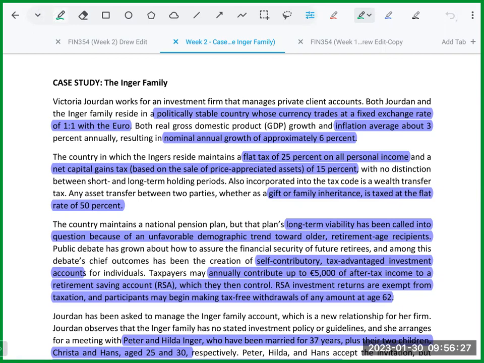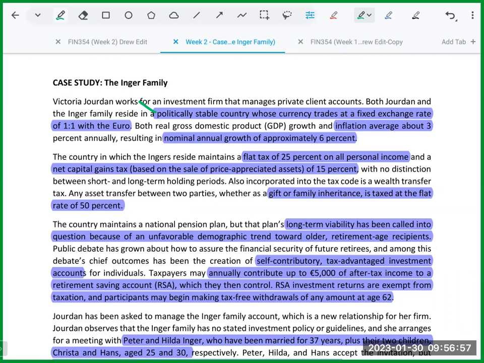All right, so first of all, you are Victoria. All right, you work in an investment bank and you manage a portfolio of, let's say, private clients, right? And one of the families is the Inger family. And first of all, they say that they reside in a politically stable country whose currency trades at a fixed rate of 1 to 1 to the euro. So most likely a European country, right?